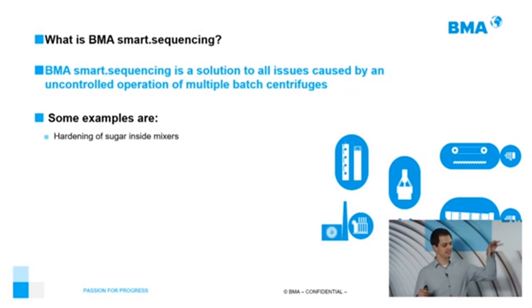So the sugar at this end of the mixer is discharged from the centrifuges much more frequently. Because of that, you have a different physical characteristic in the sugar at this point and at this point.